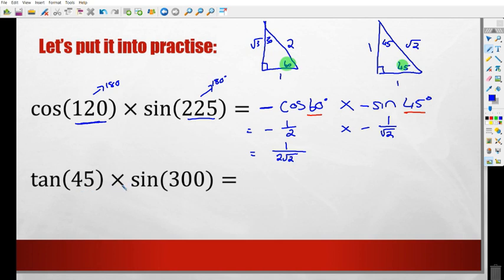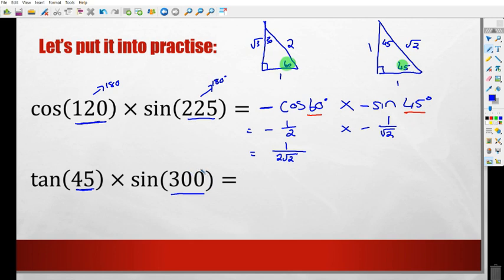So I assume you've paused the video and done it all by yourself. So this 45, does it look normal? It looks fine. But now let's look at this one. 300. That's a big number. Is it bigger than 90? Yes, it's bigger than 90. So that means I can use what rule to reduce it, to make it smaller? I can use my 180 degree rule.